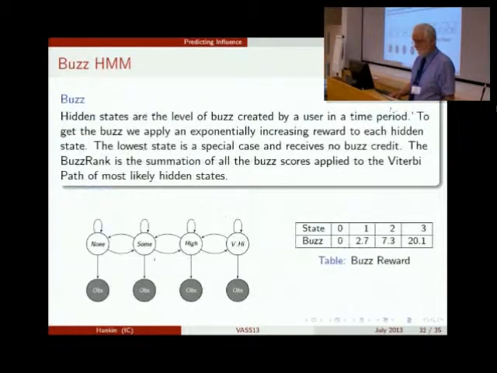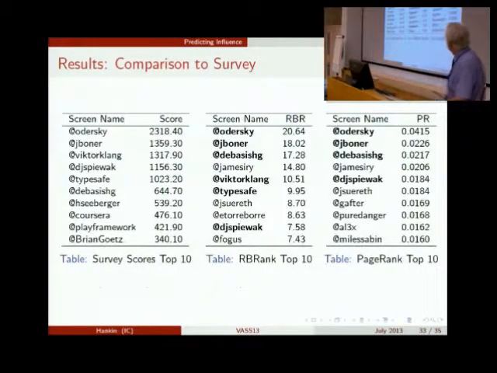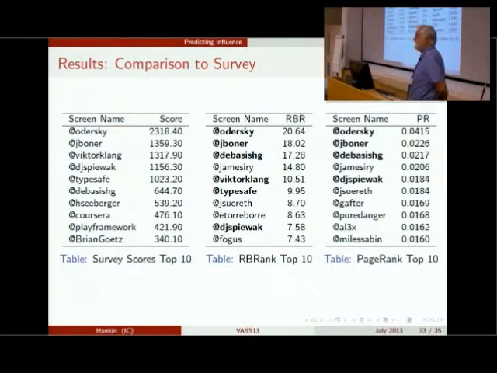I won't dwell on this because there isn't time, but buzz is a combination of retweets and mentions of individuals within Twitter messages. And we conducted this survey, as I say. The survey ended up ranking 20, but these are the top 10 Twitter names that got ranked highly as influential people within the Scala community.